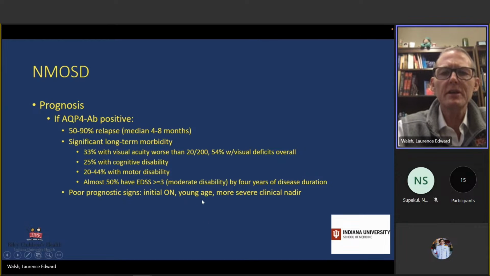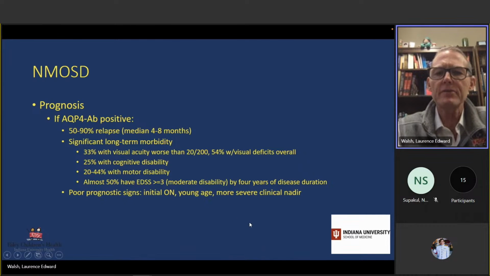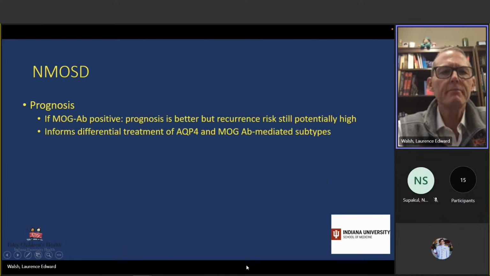Poor prognosis if you're atypical, basically. Then also, interestingly, if you have optic nerve involvement early on, or if you just have a more severe clinical nadir. MOG, if you have MOG, it's better, although recurrence risk is still up there. And so that helps us separate out these two.